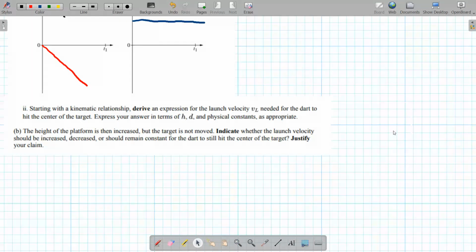So it says, starting with the kinematic relationship, derive the expression for the launch velocity, VL, needed for the dart to hit the center of the target. Express your answers in terms of H for height, D as in distance, and the physical constants, which would be like G, right? G equals negative 9.8.